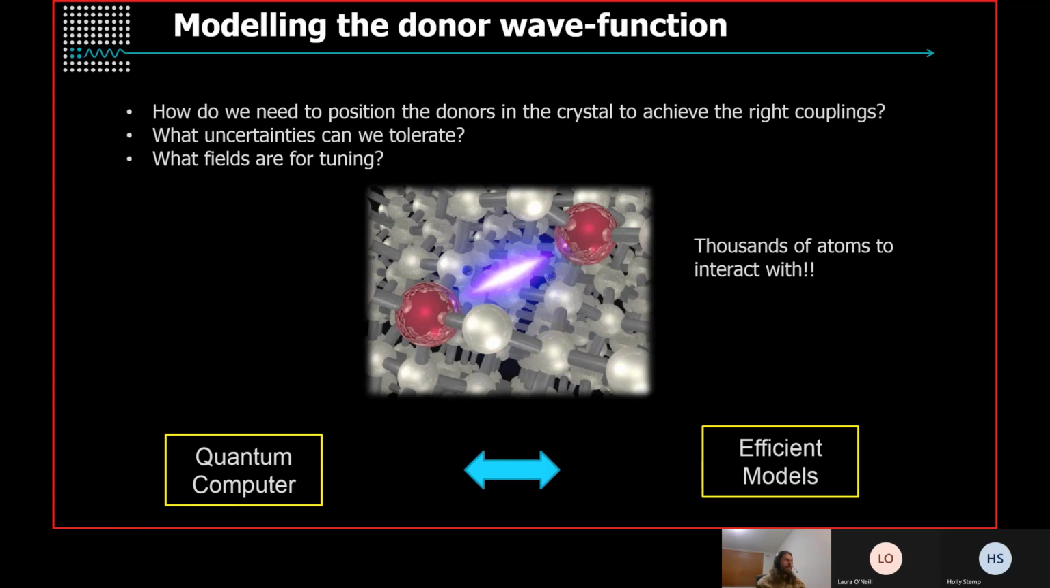Yes. So the question I try to now answer with my simulations is, how do we need to position the two donors in the crystal to achieve the right couplings? What uncertainties can we tolerate? And what fields do we need for the tuning?